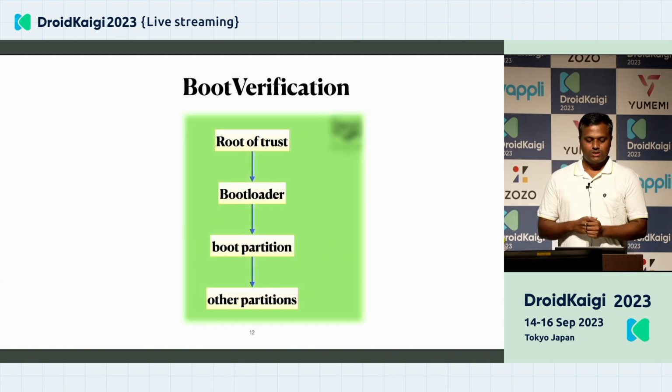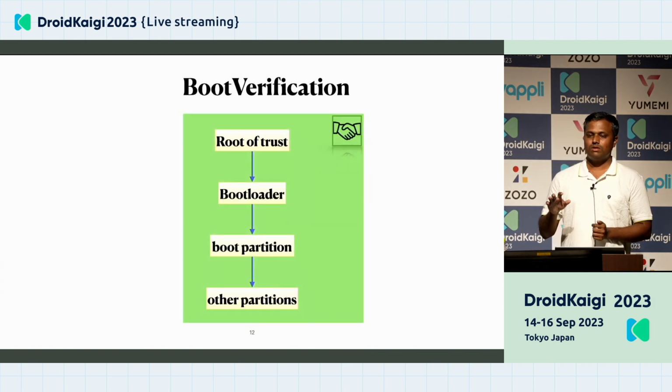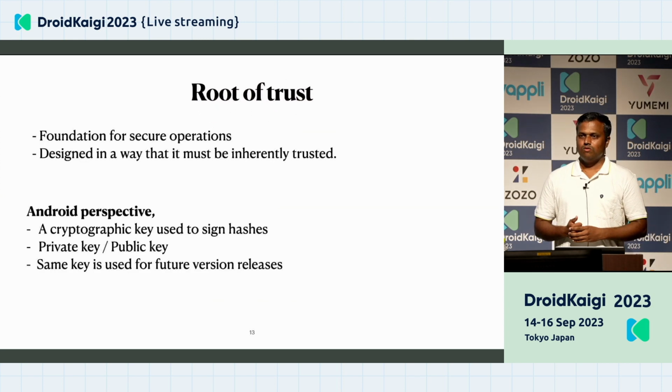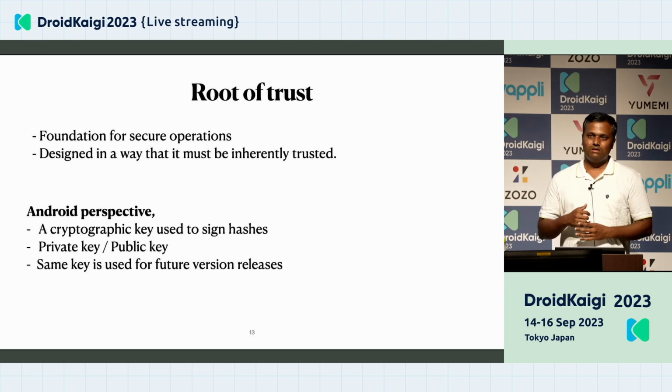So in boot verification, basically it's a full chain of trust, right from the root of trust to the bootloader, to the boot partition, and other partitions. These other partitions could be a vendor partition, system partition, OEM partition, different things. So first things first, what is the root of trust? It's the foundation for all the secure operations. It is the first thing which we can trust, so that the things which happen from here onwards will totally depend on this root of trust.